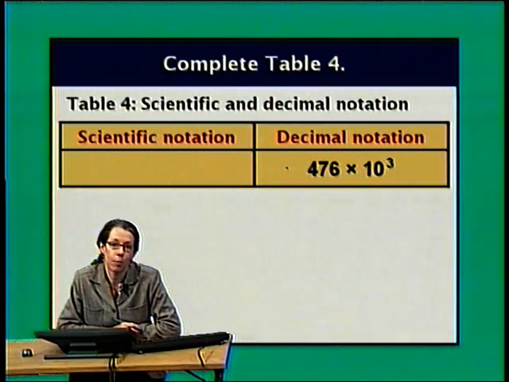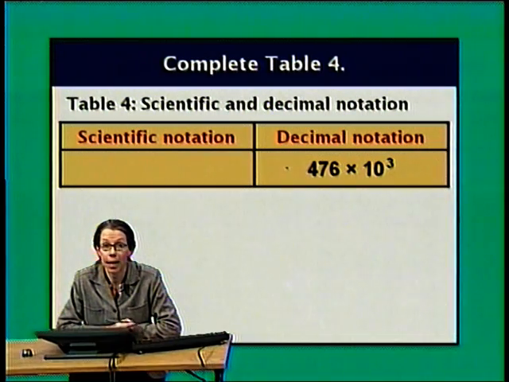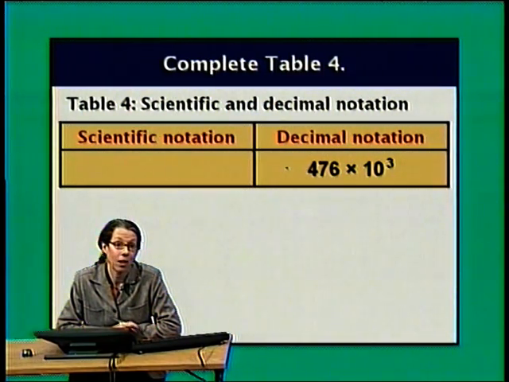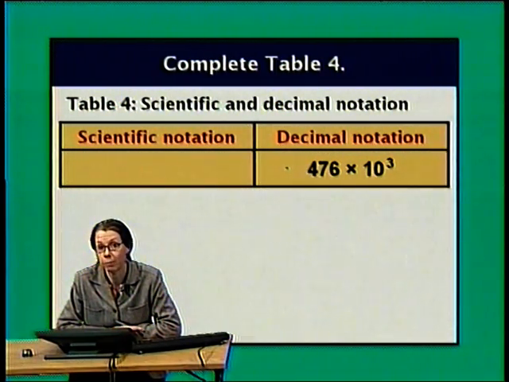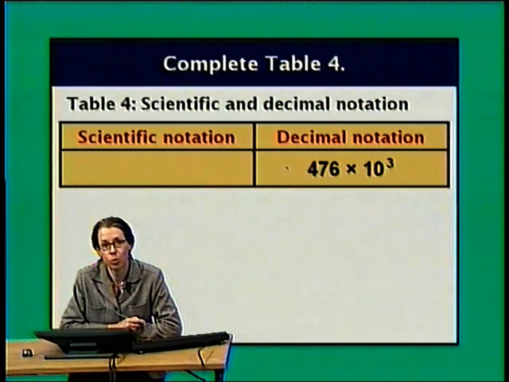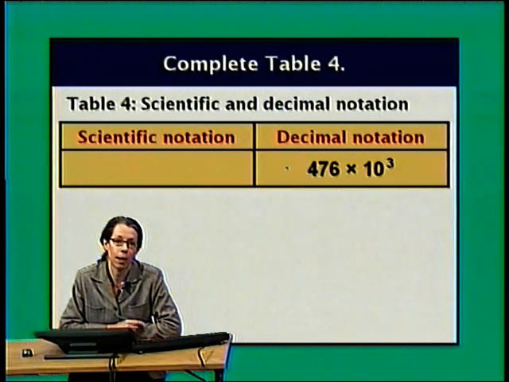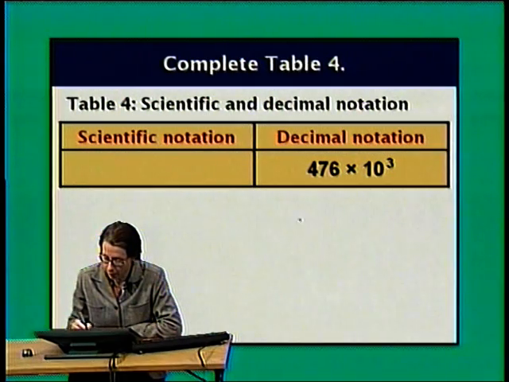Finally, I have a number 476 times 10 cubed. Now you're probably thinking, Anne, you've got this number in the wrong column. Isn't this scientific notation? Well, actually, it's not. 476 is not valid for the first factor in scientific notation. That first factor needs to be between 1 and 10. So I'm going to do some scratch work here in order to rewrite this in scientific notation.